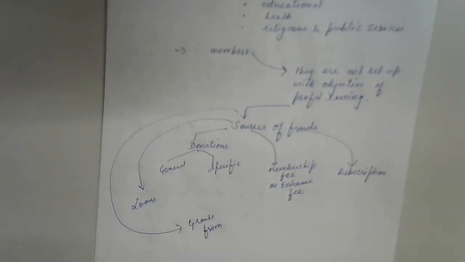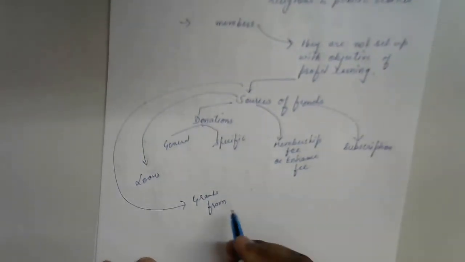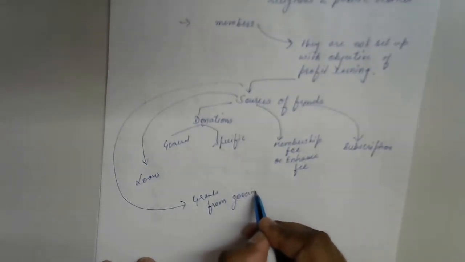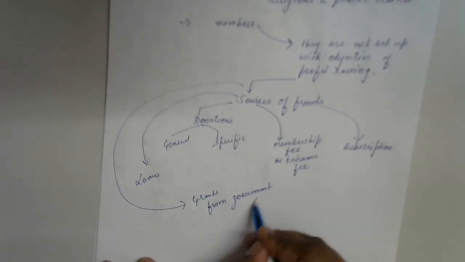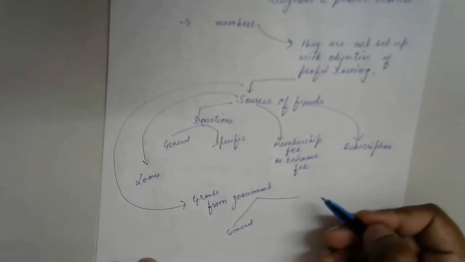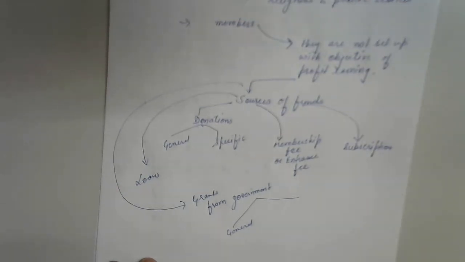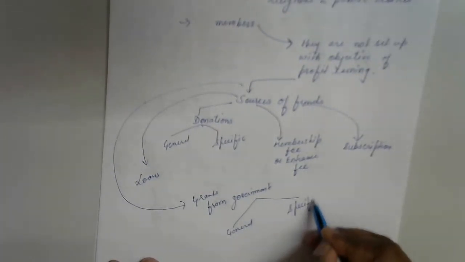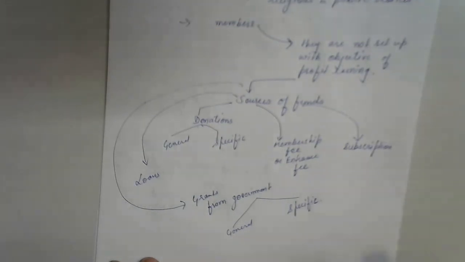So grants can be general and specific. General grants can be used for any purpose, but specific grants have to be used for the purpose for which they were given by the government. So, specific grants. I hope the terms are clear. You might understand what the sources are.